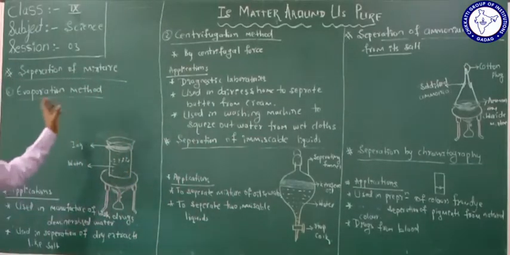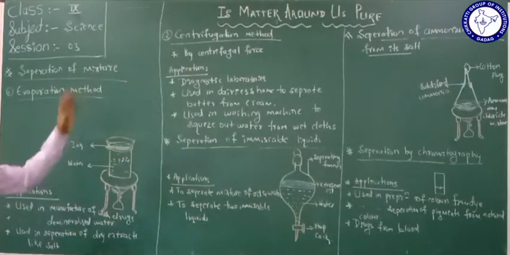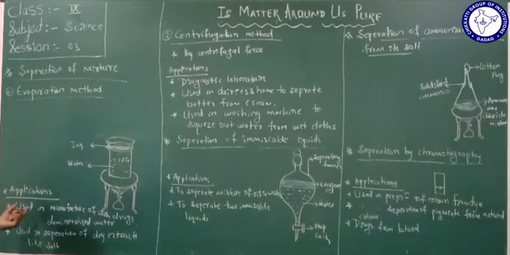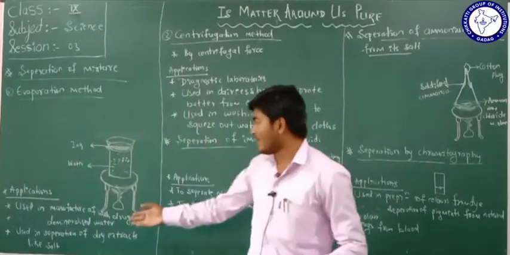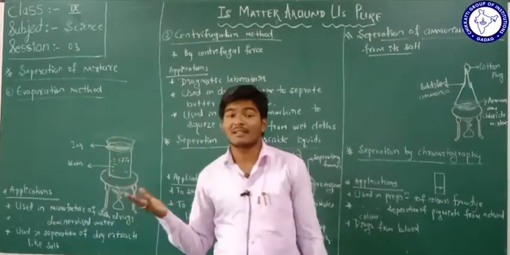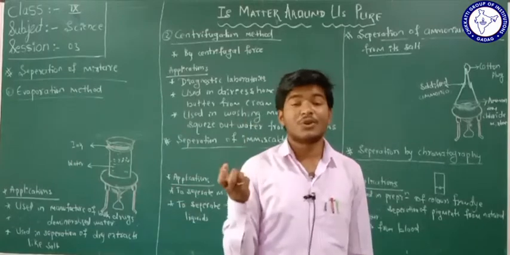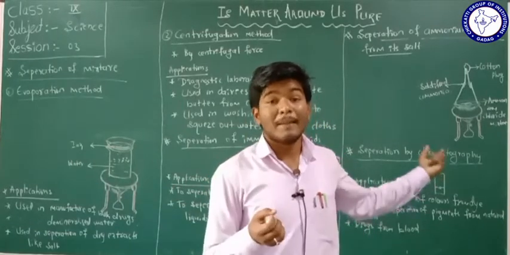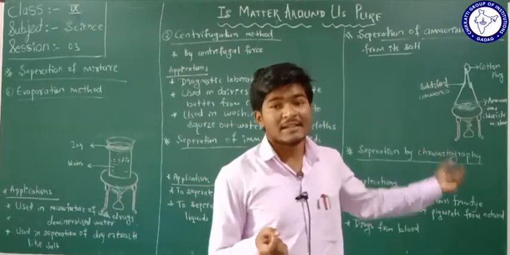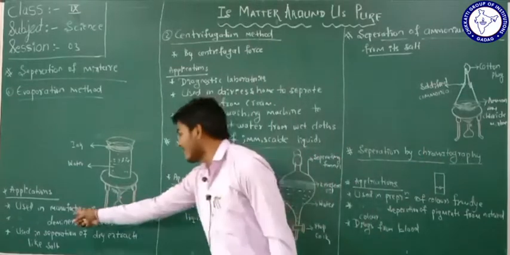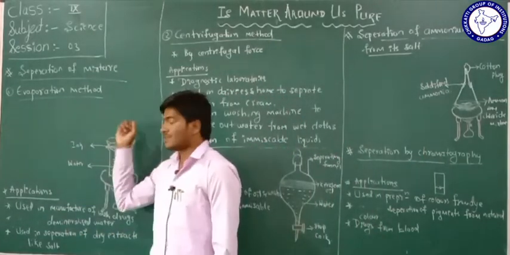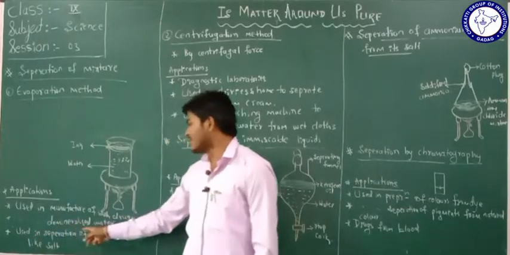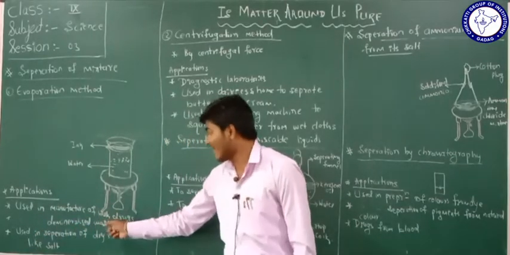What are the applications of this type of separation method? It is used in the manufacture of bulk drugs. Where are bulk drugs used? Bulk drugs are used in the preparation of medicines like tablets, isn't it? So it is used in the manufacture of bulk drugs. The second application of the evaporation method is in the production of demineralized water.